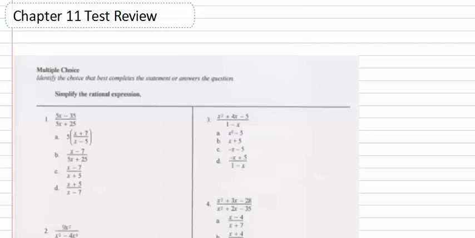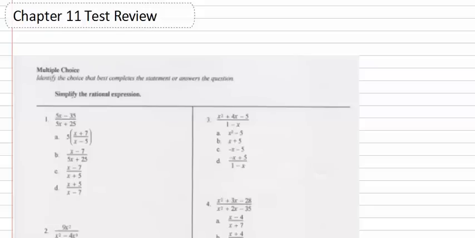Okay, so today we're going to do Chapter 11 Test Review. Okay, so we're going to start with number 1. And it looks like it could be a little blurry, but you've got the paper right in front of you. So look at your example and we will do these together.